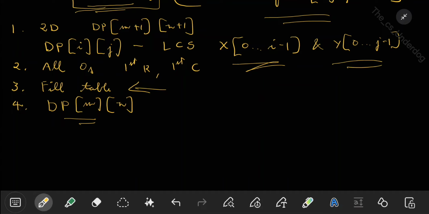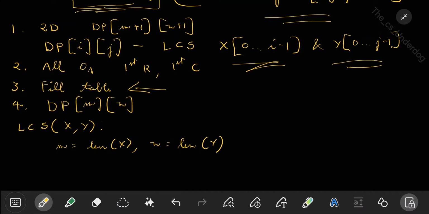For the pseudocode, these are the steps to be followed. First, you want a 2D table. I'll write the function as LCS of x and y, where x and y are the strings. What is m? m is the length of x. Similarly, n is the length of y. These are the two initial parameters that you want.